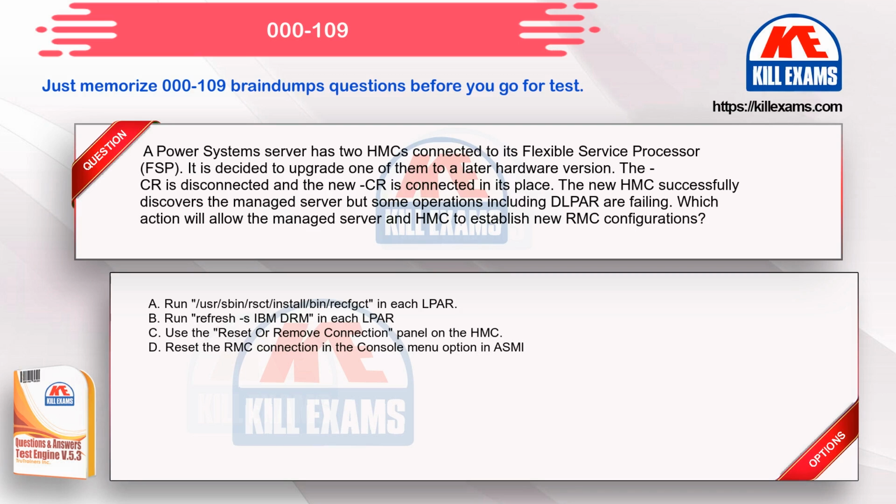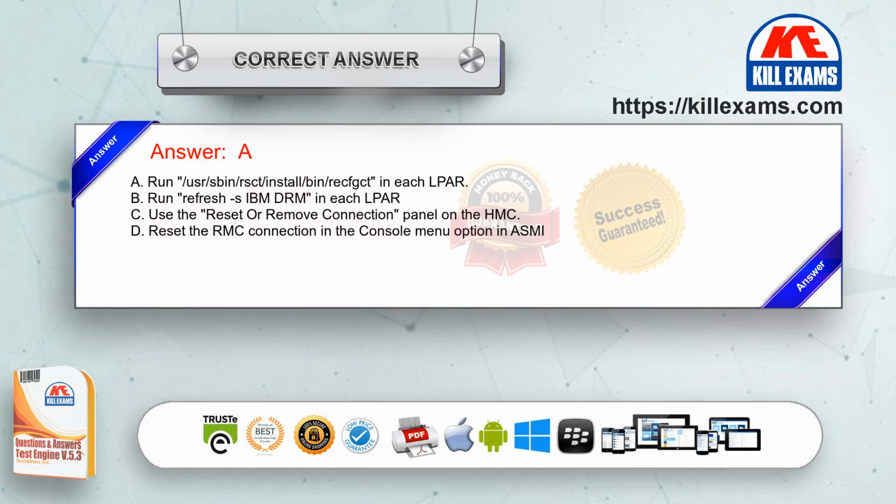Option A. Run /usr/sbin/rsct/install/bin/recfgct in each LPAR. Option B. Run refresh -s ibmrsrc in each LPAR. Option C. Use the reset or remove connection panel on the HMC. Option D. Reset the RMC connection in the console menu option in SMC. The correct answer is option A.